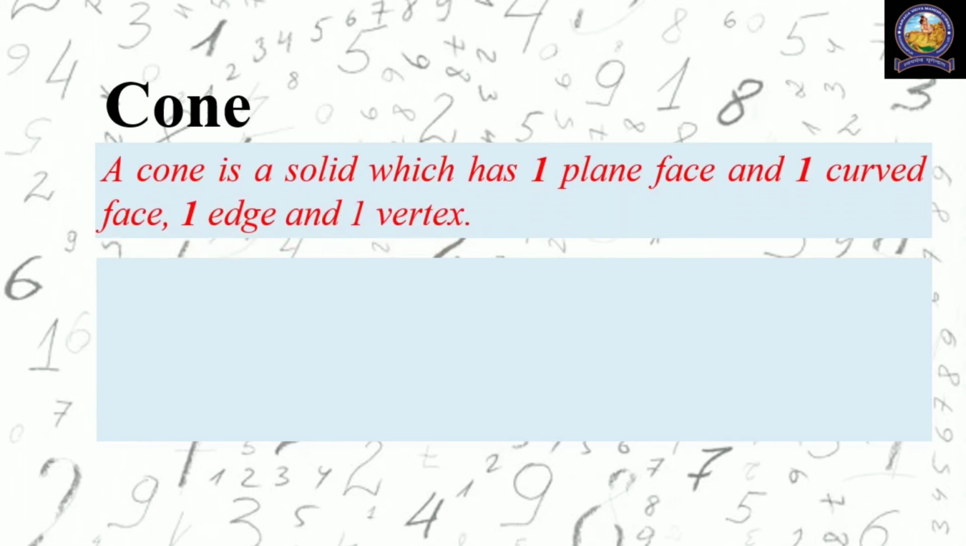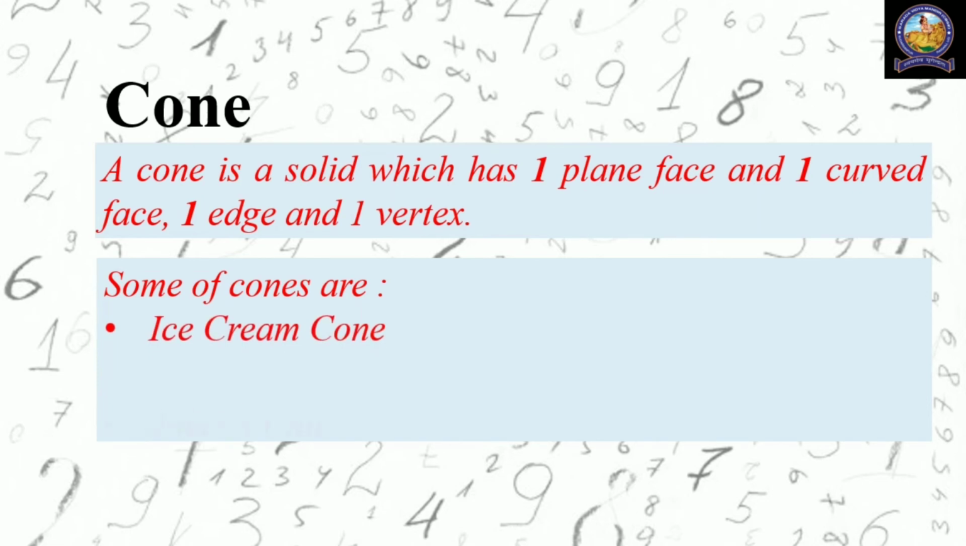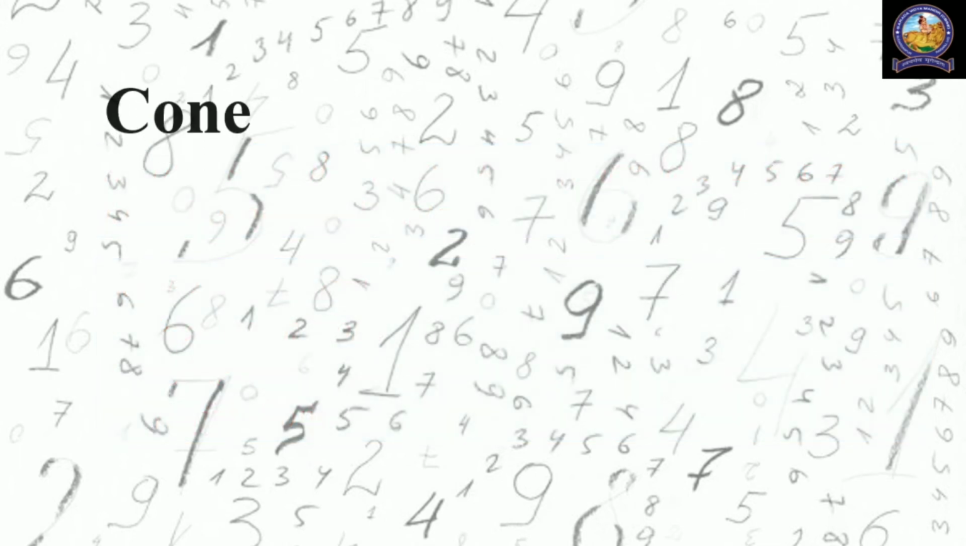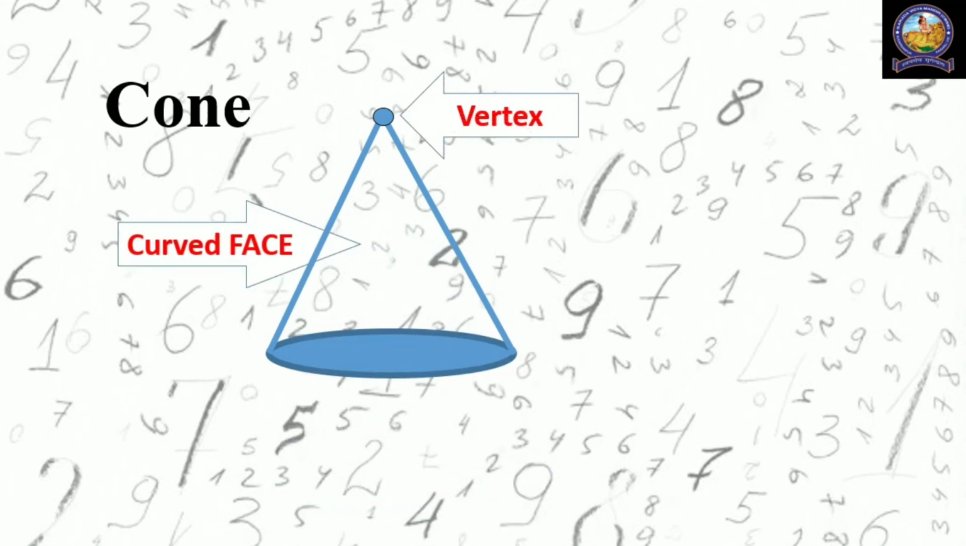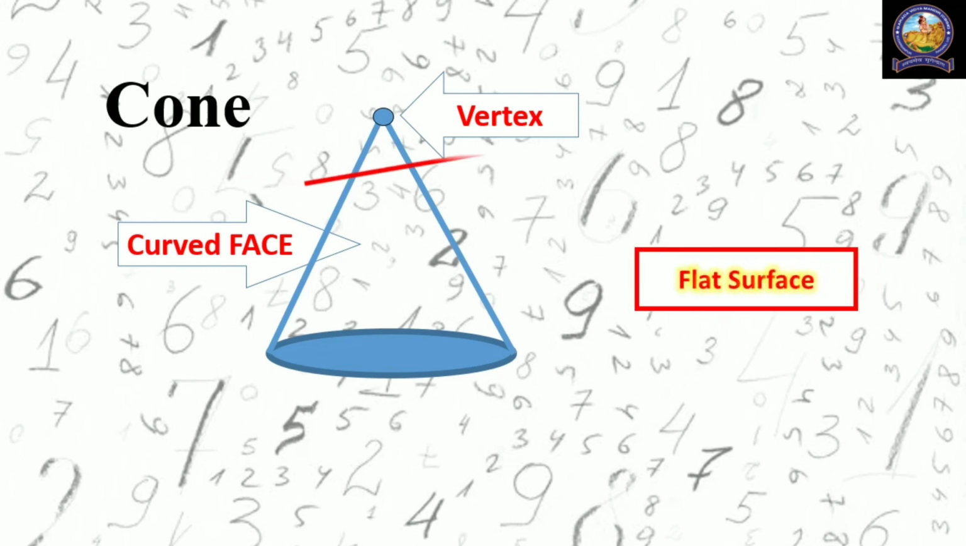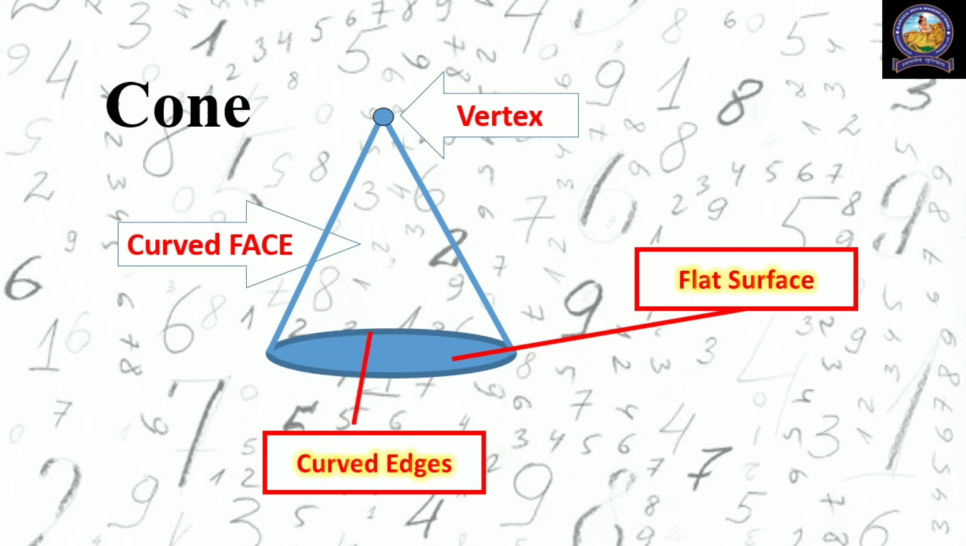Now, cone. A cone is a solid which has 1 plane face and 1 curved face, 1 edge and 1 vertex. Some examples of cones are ice cream cone, joker's cap, traffic cone, etc. Here is the diagram for a cone. This is the vertex, this is the curved face, and this is the flat surface, and another thing is the curved edge.